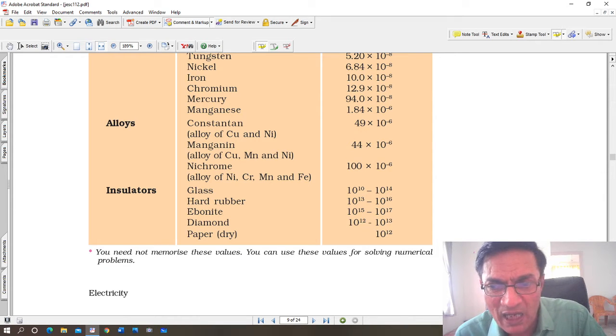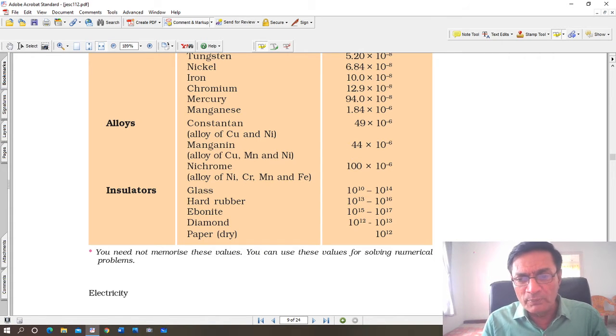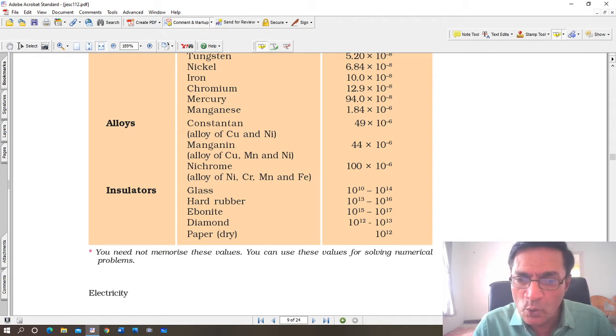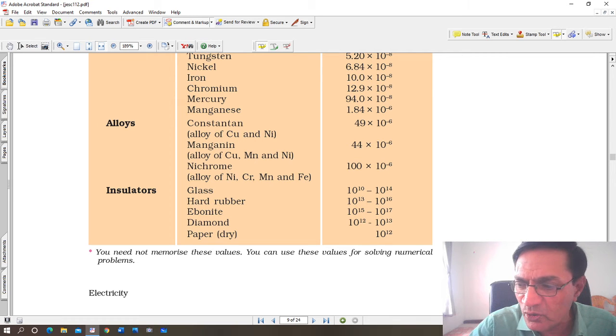In the same way, hard rubber, ebonite, diamond, and paper, dry paper, not moist paper. Moist paper can actually conduct electricity, but all of them have very high resistivity, and they are insulators, they will not allow electric current to pass through. Alright, you do not have to memorize these values, you can use them for solving numericals.